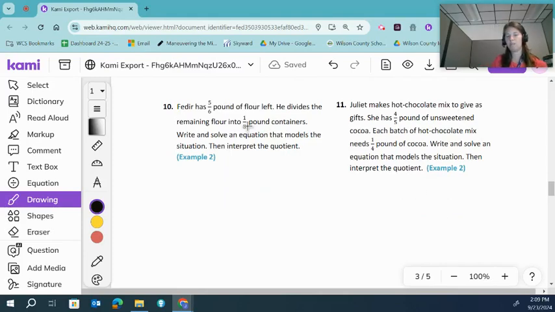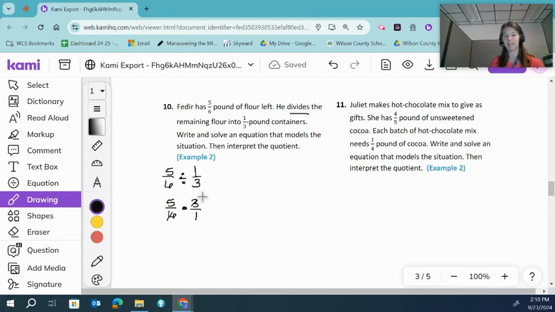Then there are a couple in word problems. So Fadir has 5/6 pounds of flour left. He divides the remaining flour, so we're cutting it up, into 1/3 pound containers. So we have 5/6 divided by 1/3. Now in order to divide this, I need to keep my first one the same, multiply by the reciprocal.